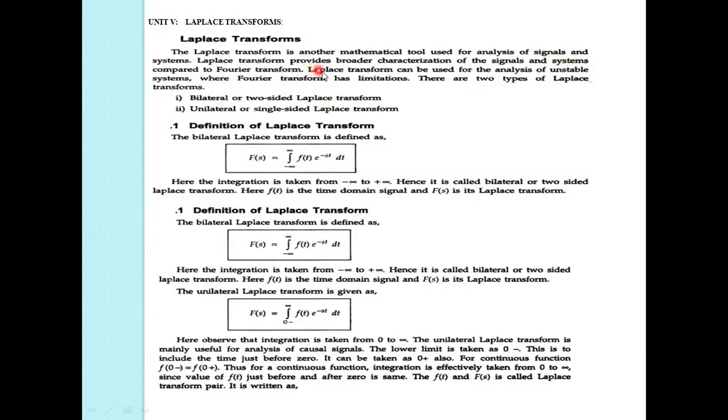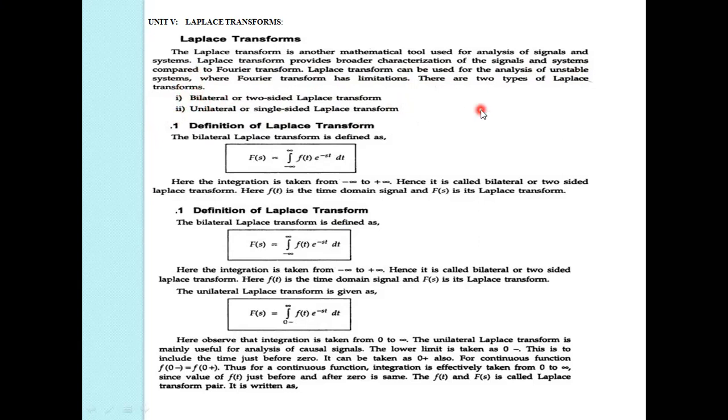Laplace transform provides broader characterization of signals and systems compared to the Fourier transform. Laplace transform can be used for analysis of unstable systems where Fourier transform has limitations. There are two types of Laplace transform: bilateral, nothing but the two-sided Laplace transform, and the second one is unilateral, nothing but the single-sided Laplace transform.